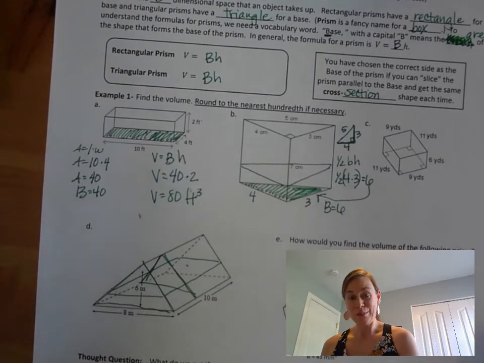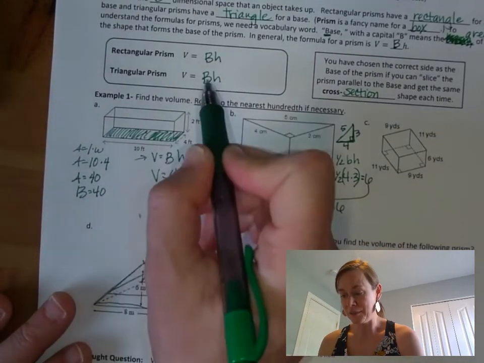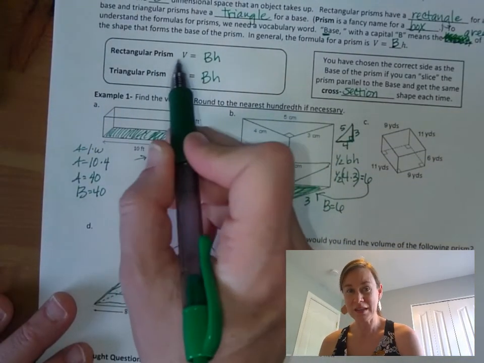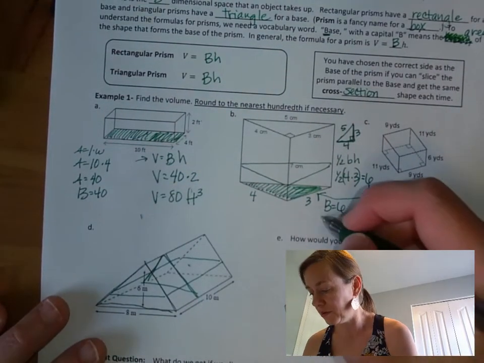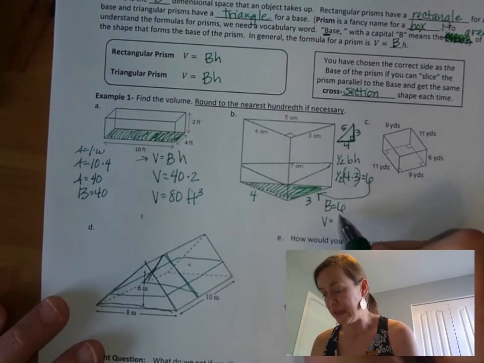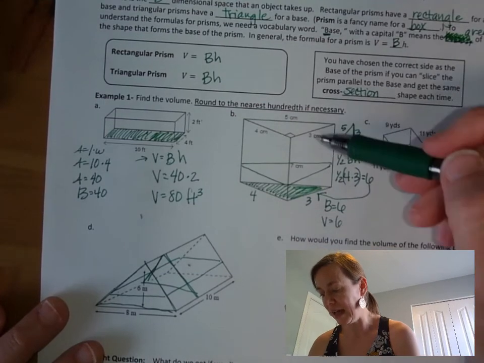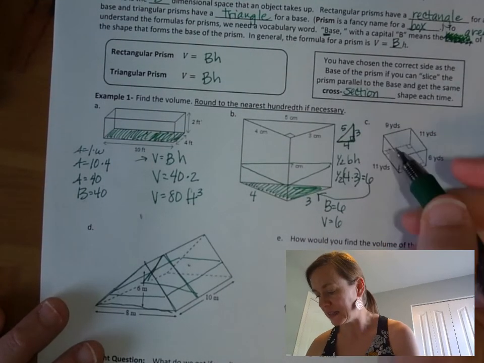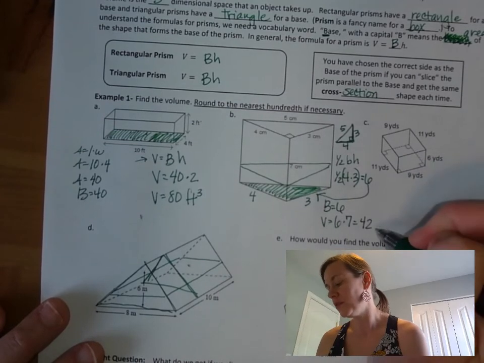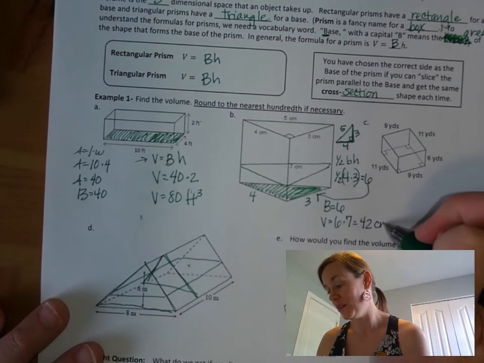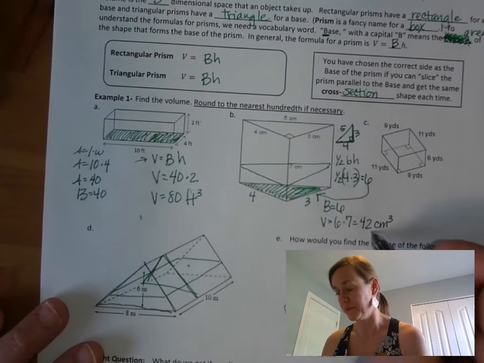Now this is the easier part. You're going to use this formula again because it's the same for triangular prisms and rectangular prisms. It's going to be base times height. So volume is going to equal base, which is 6, times height, which is, looks like it's 7. 6 times 7 equals 42. So 42 centimeters cubed is going to be our volume.